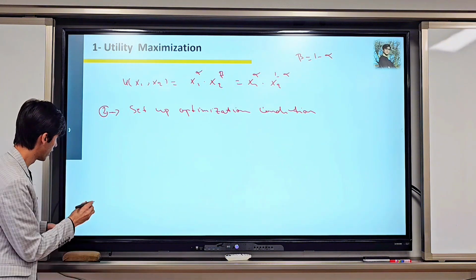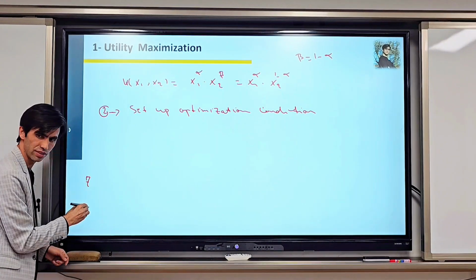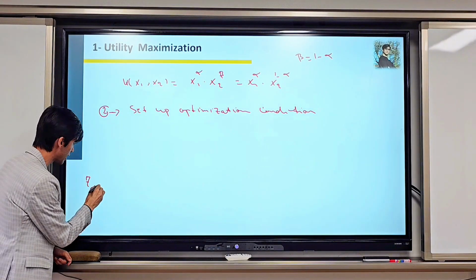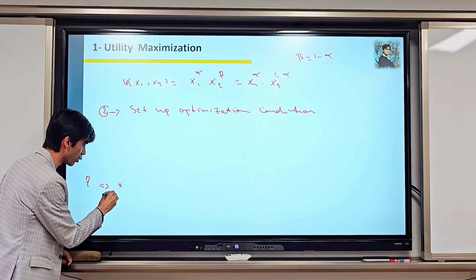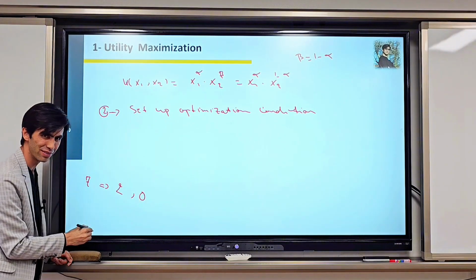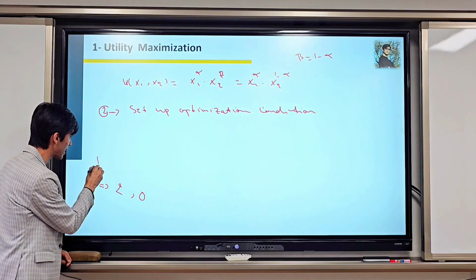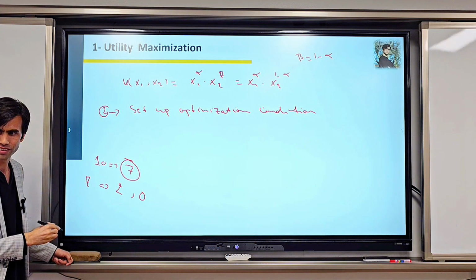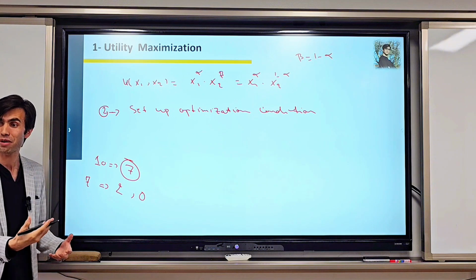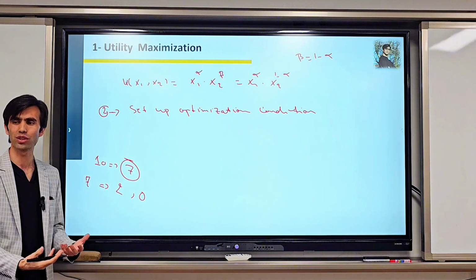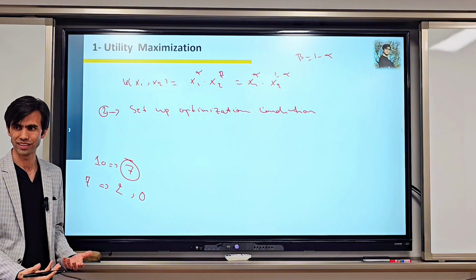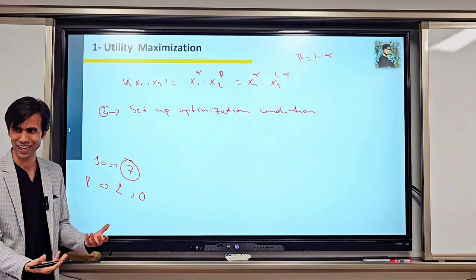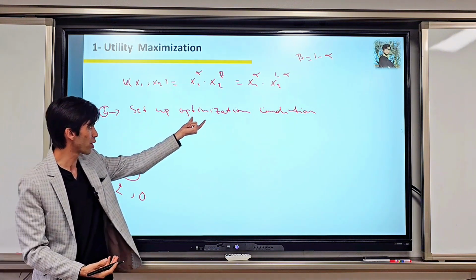I mean, 7 score is much better than 2 score, much better than 0. If you cannot get 10, at least get 7. It's a good strategy. If you cannot be perfect, at least we need to be good. Yeah? Because at least we have to get through. So now set up the optimization condition.